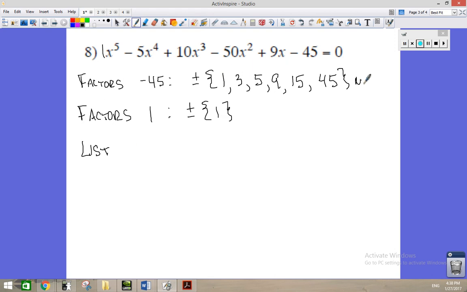This is my possible numerator. This is my possible denominator. So I have 1 divided by 1, which is 1, and then 3 divided by 1, and 5 divided by 1, and 9 divided by 1, and 15 divided by 1, and 45 divided by 1.